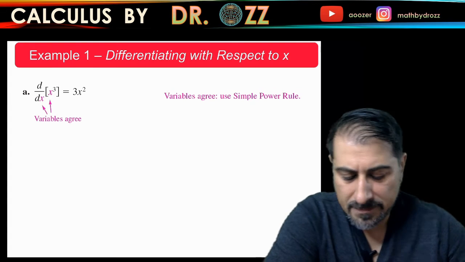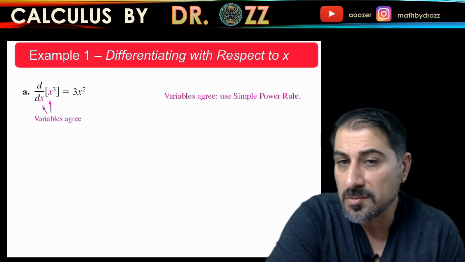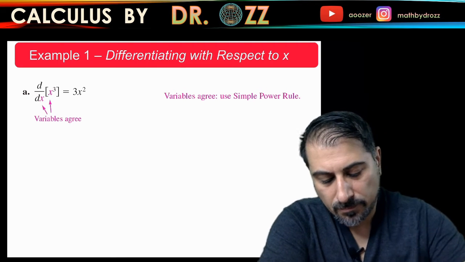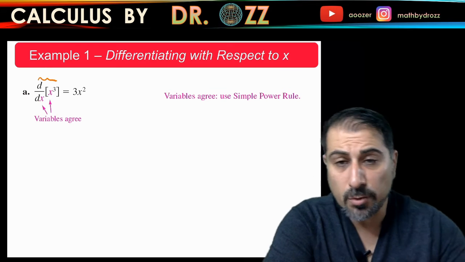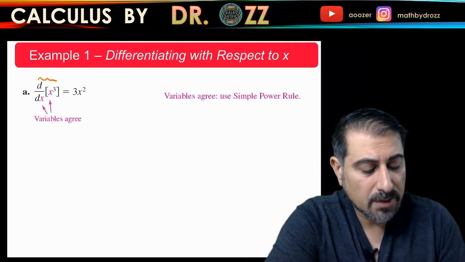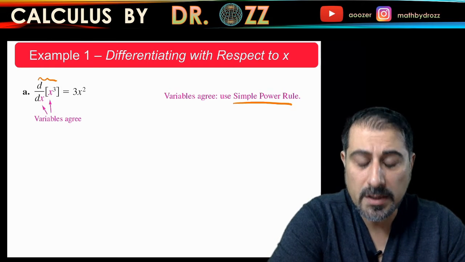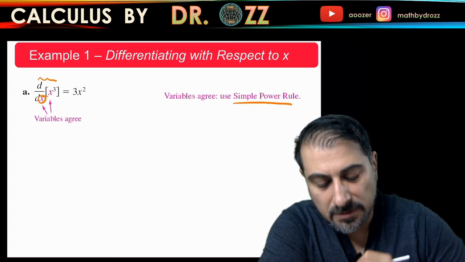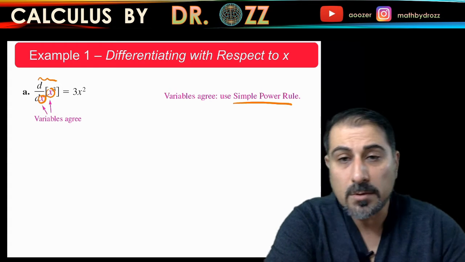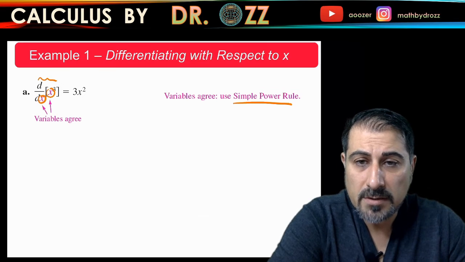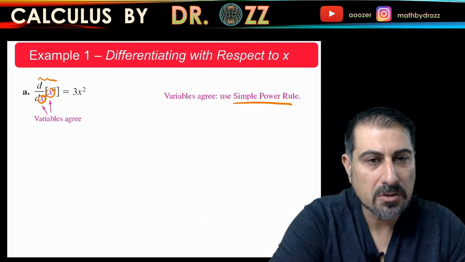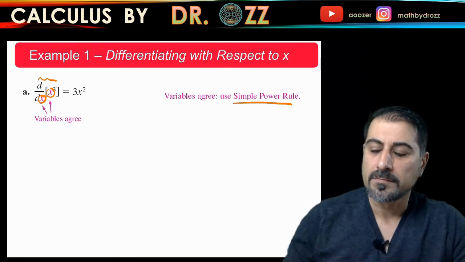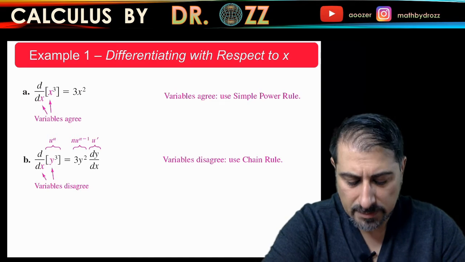So let's say we have d dx of x cubed. That means we're taking the derivative of x cubed with respect to x. This is the kind of derivative we have been working on so far. It's just the application of the power rule, so we have 3x squared. The catch here is that the variable you take the derivative with respect to is the same as the variable of the function you're trying to differentiate. That's good news: when the variables agree, we simply use the rules that we have had so far. So now let's stare at this example here.